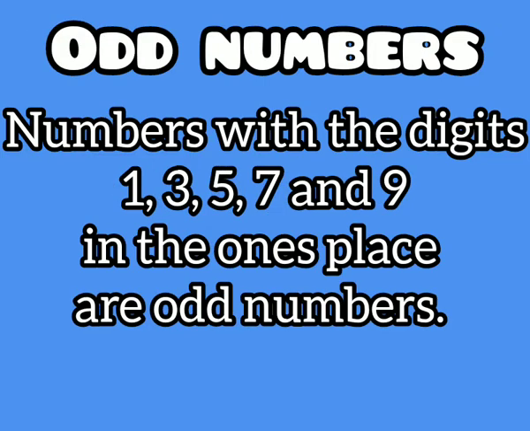Next, odd numbers. Odd numbers are numbers with the digits 1, 3, 5, 7 and 9 in the ones place. In the ones place, if these digits exist, then it is called an odd number.